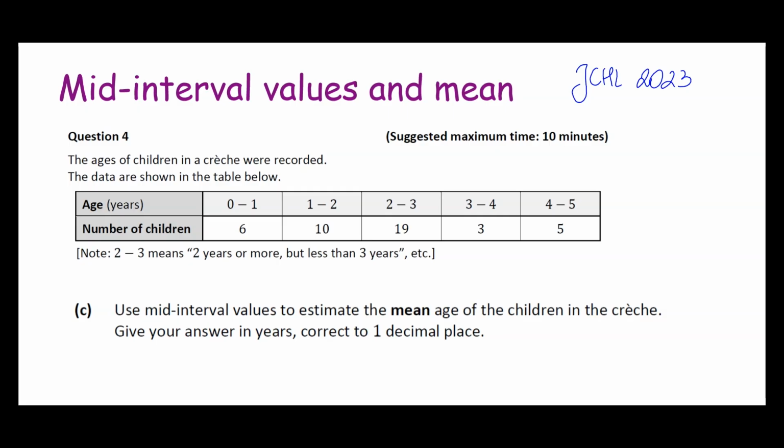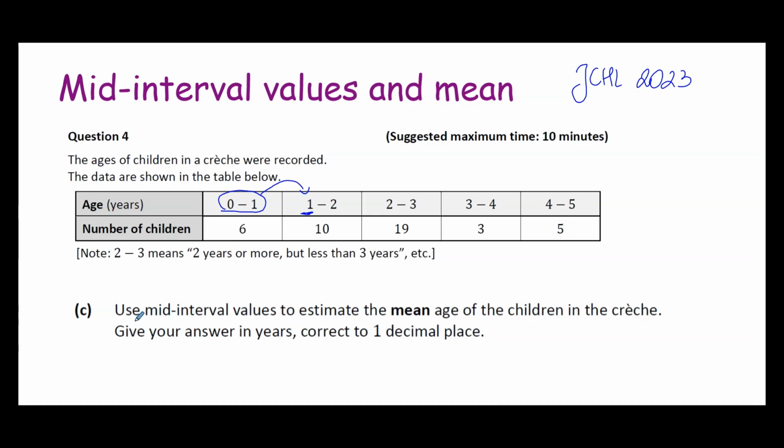One of the most difficult things is when we have to calculate the mean using midpoint interval values. So let's have a look. This question is about children that are in a crèche, and we are given data according to their age. In the bracket 0 to 1, so children that are below 1 year, there are 6 of them, and we remember that if a child is 1 year old, he actually enters the second bracket.